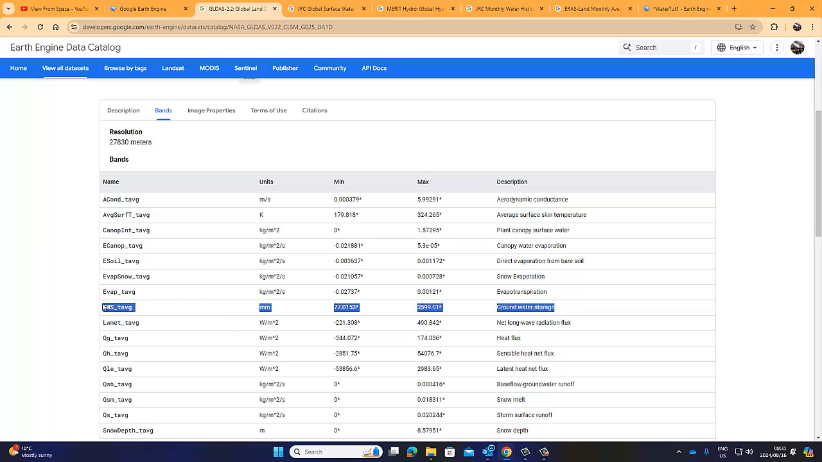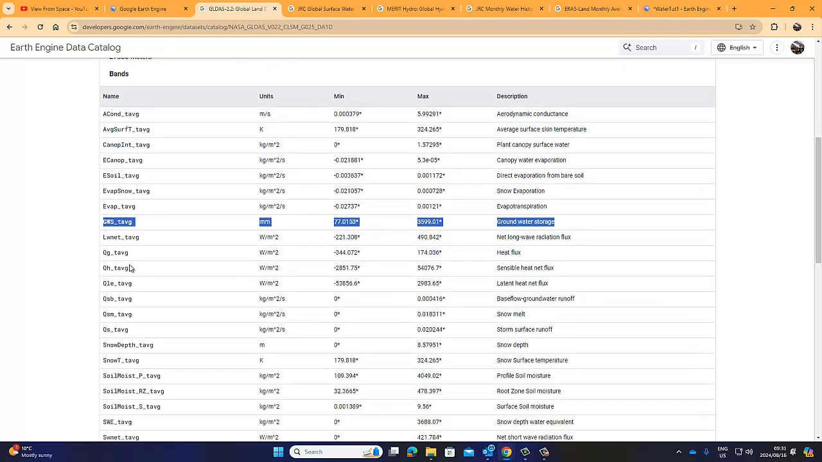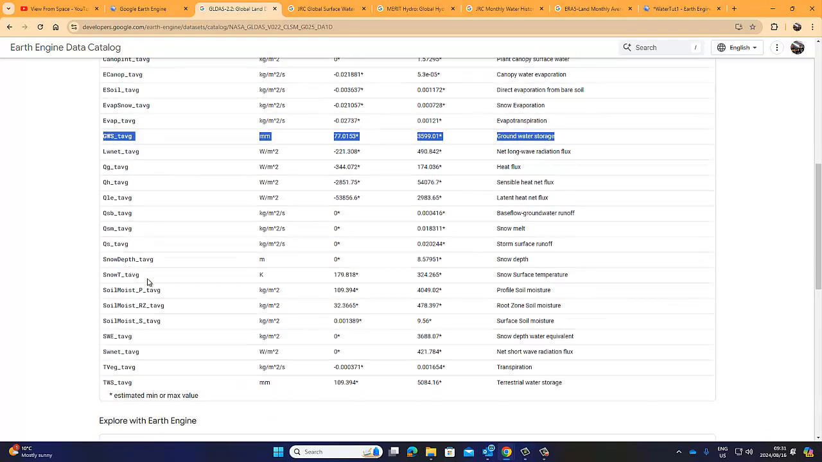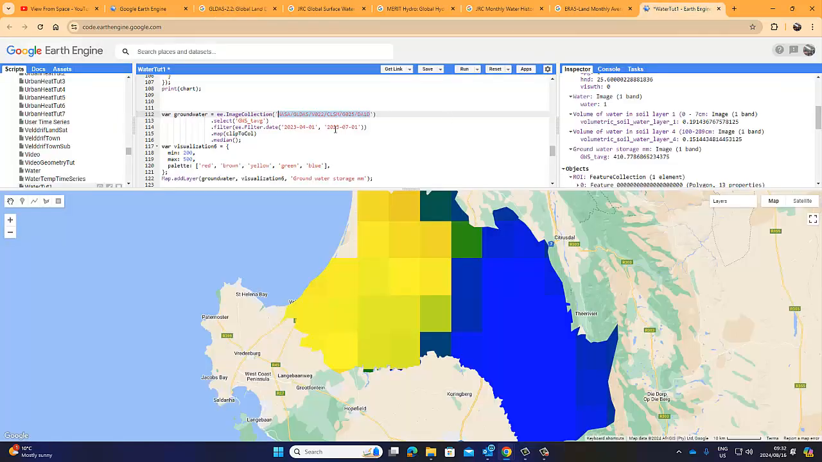This boggled my mind. I didn't know this existed. So yes, let's go for it. In fact, it also has snow surface temperature and snow depth. Again, snow depth here, something that I didn't know existed. Soil surface moisture. Brilliant. Anyway, so let's have a look here. Groundwater storage. So go into it, and there it sits.